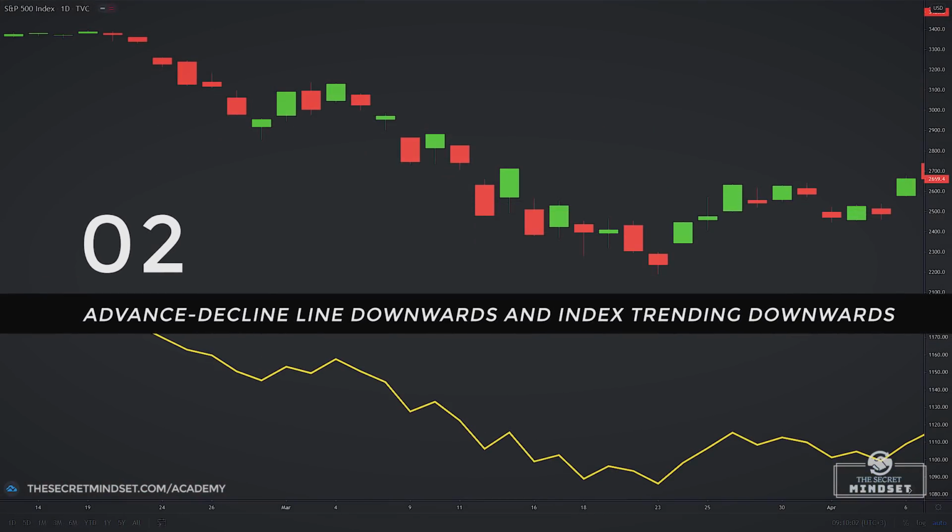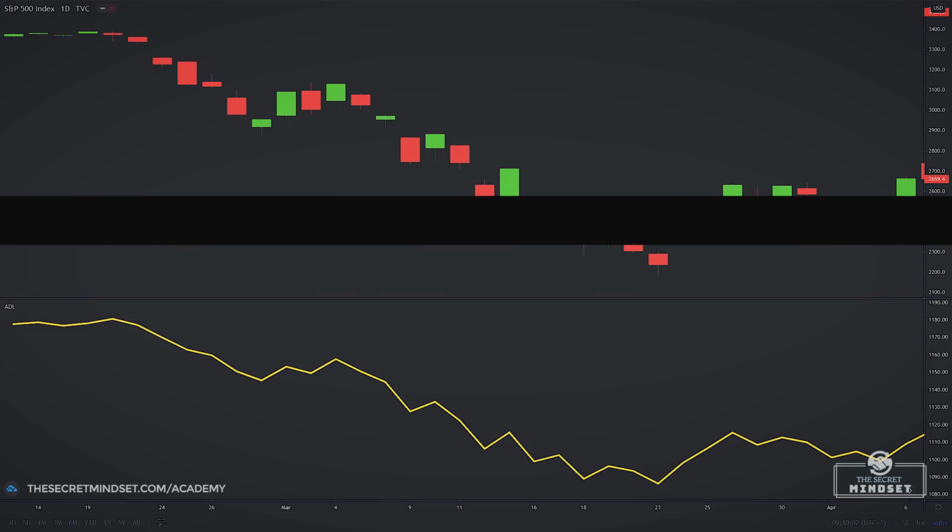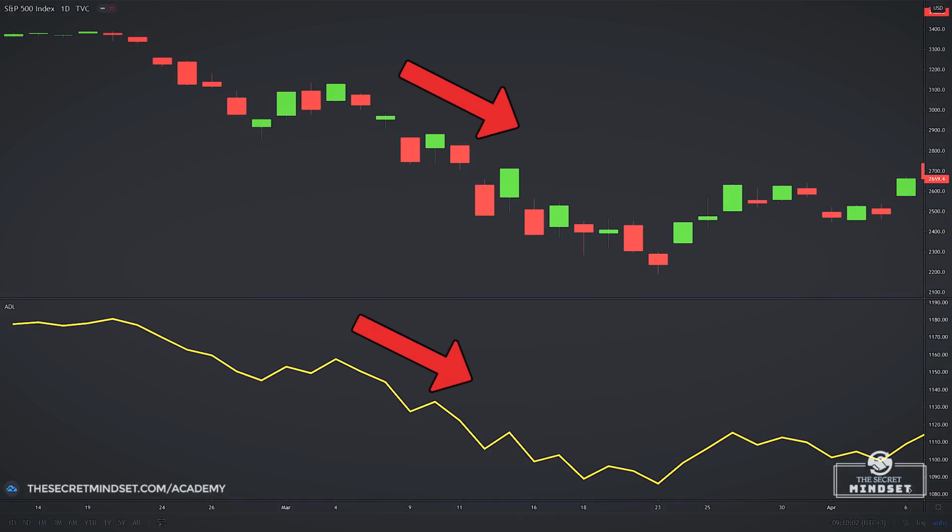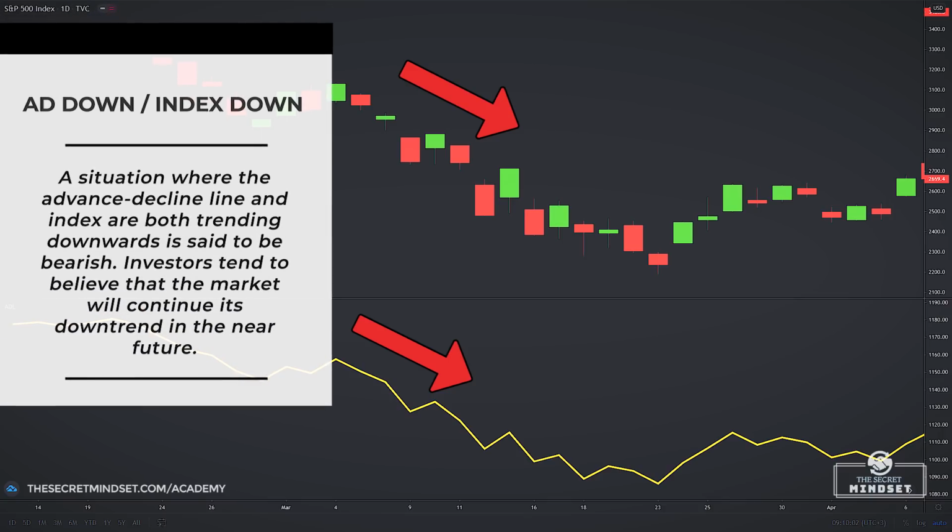Second, the advance-decline line trending downwards and the index trending downwards. A situation where the advance-decline line and the index are both trending downwards is said to be bearish. The decline in the index is driven by the decline in the majority of stocks in the index. As such, investors tend to believe that the market will continue its downtrend in the near future.